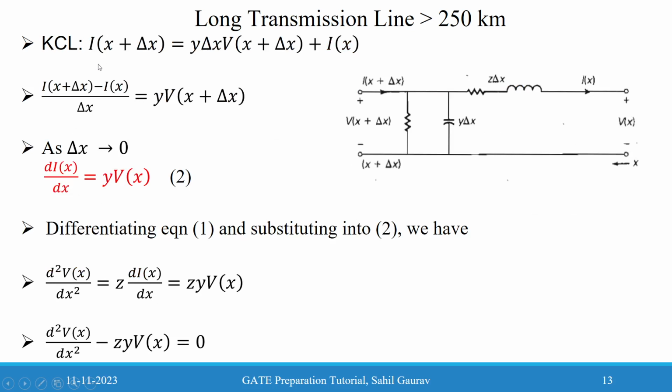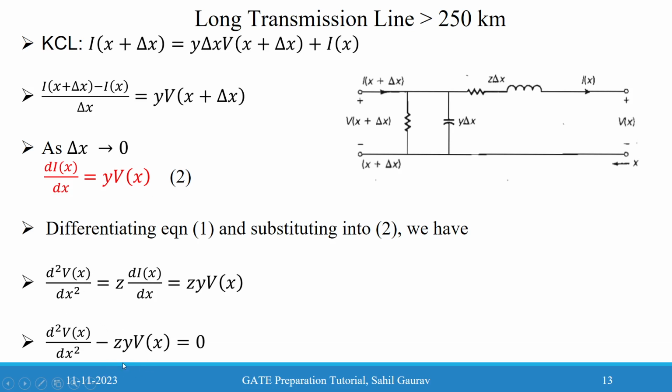Now similarly we can write the KCL in this long length transmission line. Ix plus delta x is equal to y delta x Vx plus delta x plus Ix. Now again take the term Ix to the left hand side and divide by delta x, and you will get this expression. Since this distance is very small, this is the expression for the derivative term. So you can write this as equation 2. Now differentiate the first equation and substitute equation number 2. So you will get this term.